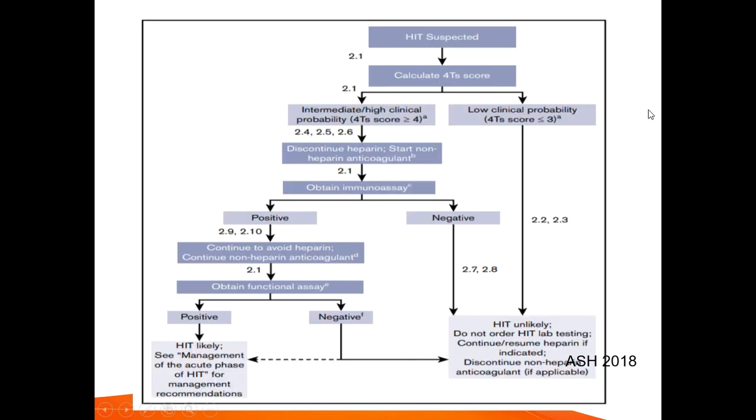So this is a flow chart which says that if you suspect a HIT, calculate the 4T score. If the score is 3 or less, then practically you can rule out HIT. If the score is 4 and more, discontinue heparin and obtain an immunoassay. If it is positive, continue to avoid heparin and do a confirmatory test like serotonin assay. If that is positive, then HIT is the most probable cause. Otherwise, if it is negative, then you examine clinically, and it is better to avoid heparin even in this situation.